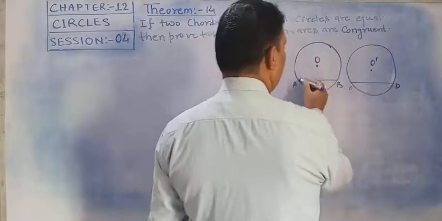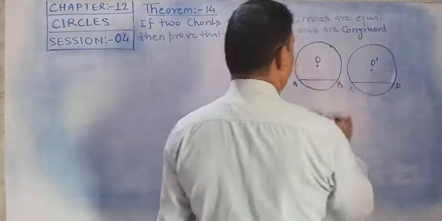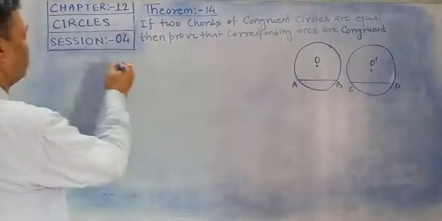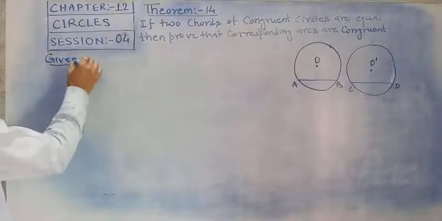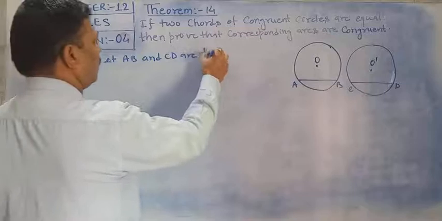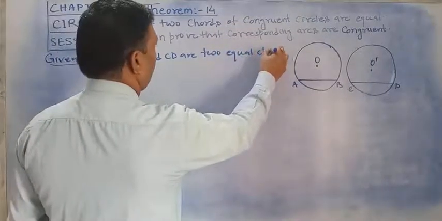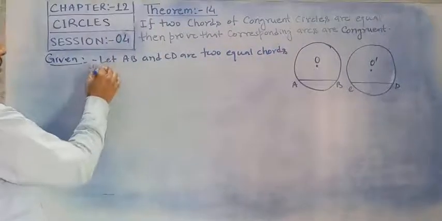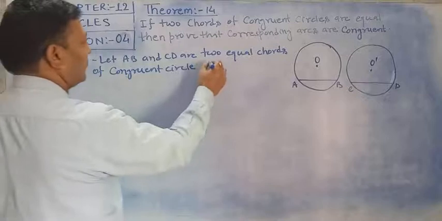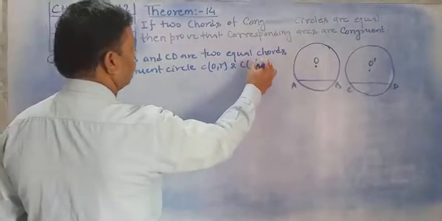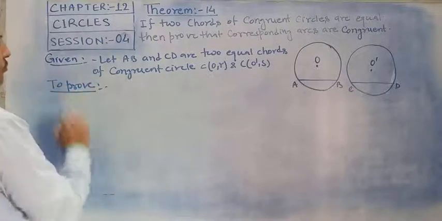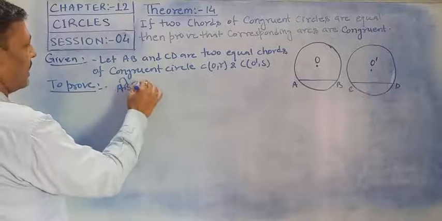So we have to prove that this minor arc AB and this arc CD are congruent. If it is the major arc, AB is congruent to arc CD, and if it is semicircular, here, so given: let AB and CD be two equal chords of congruent circles C(O, R) and C(O dash, S). So we have to prove this arc AB is congruent to arc CD.